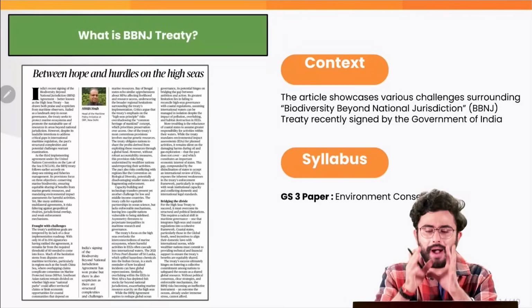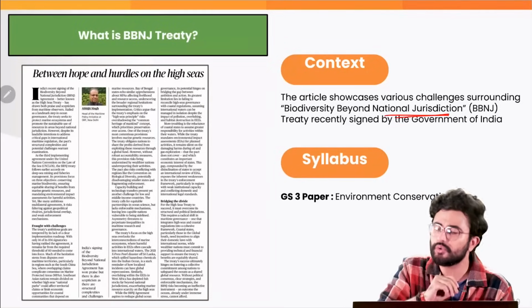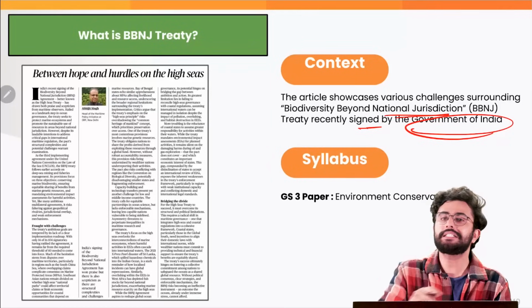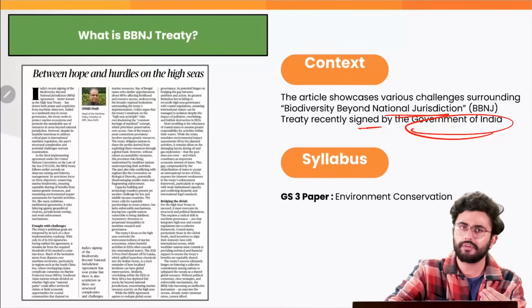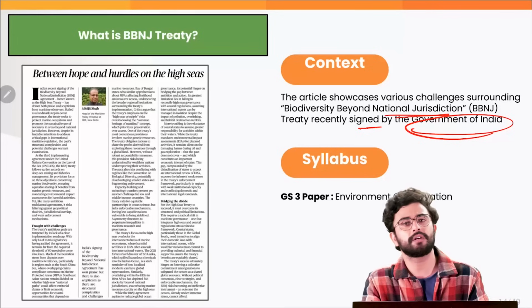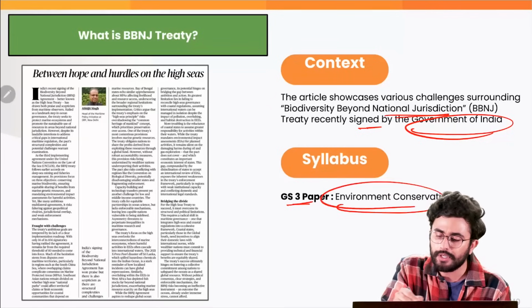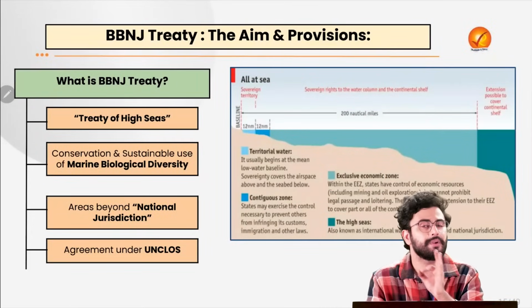We move forward to the next news, where the article showcases various challenges surrounding the Biodiversity Beyond National Jurisdiction, BBNJ, or High Seas Treaty, which was recently signed by the Government of India, an effort which has been appreciated by the international community. And this BBNJ treaty forms an important component of your GS3 paper under the larger theme of environment conservation.